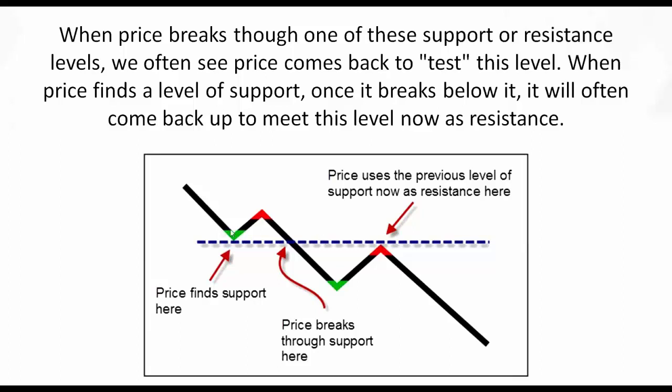Price forms support. It bounces off the floor and then drops back through it. Doesn't bounce this time. It gets through that level. It breaks through support. But once it's below it, it comes back to test it from underneath. Once it does that, it becomes resistance. This happens a lot. We're going to see this a lot on our charts. This, for me, is one of the best ways to validate a trade.